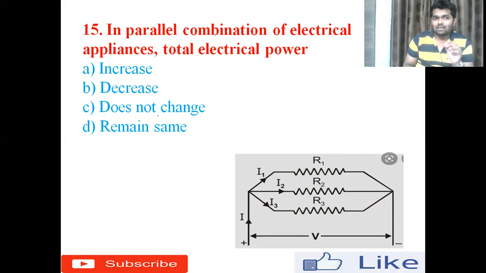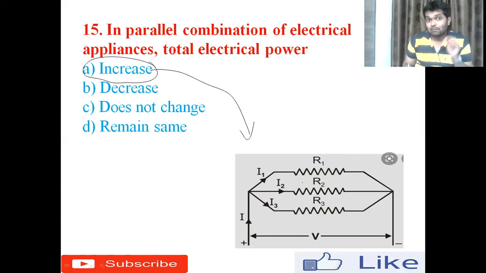So basically I can say that the total electric power of the electric appliances will increase when they are connected in parallel. Remember, the total electrical power will be increased, by adding the individual power of each appliance. So the right answer for this question is option A.